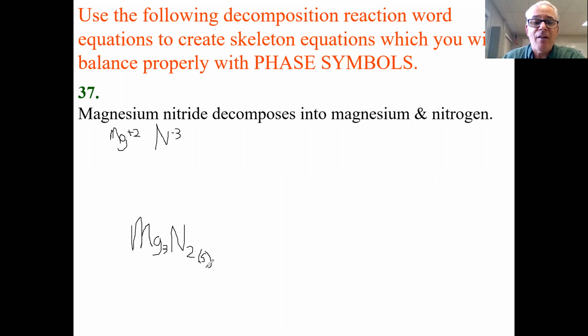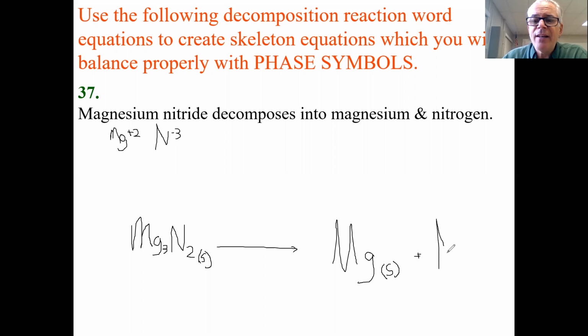unless they happen to be dissolved in water, and there's no water in this equation. Magnesium nitride arrow. This stuff, one reactant, decomposes. And it's going to decompose. I'm having a hard time writing, but please stay with me. That's an Mg, and it's going to be a metal, so it's a solid. And it's going to make, that's a little plus sign, N2, which is going to be a gas.